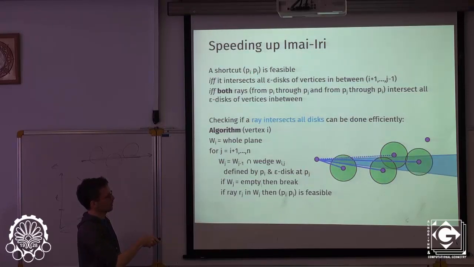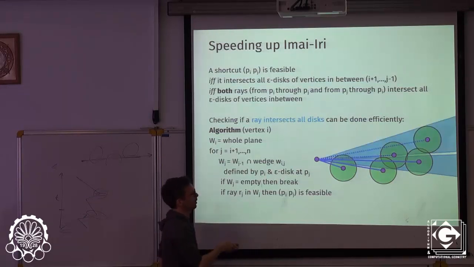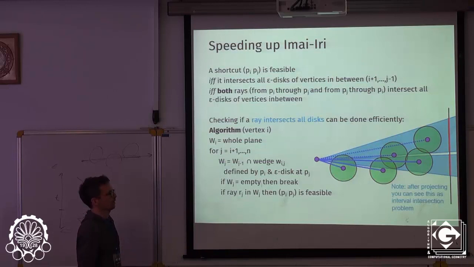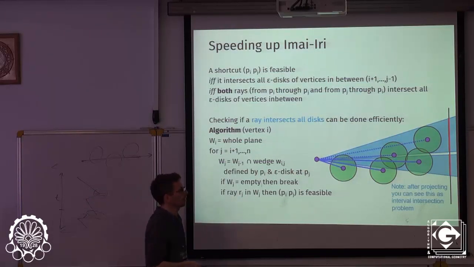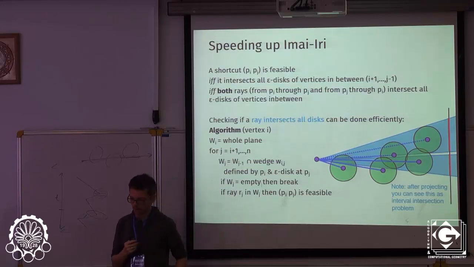I draw my disk. The wedge, intersect. The next one is outside, so I do not have a shortcut. I draw the disk, a wedge, intersect. Now the intersection is empty, so I know at this point I can stop.